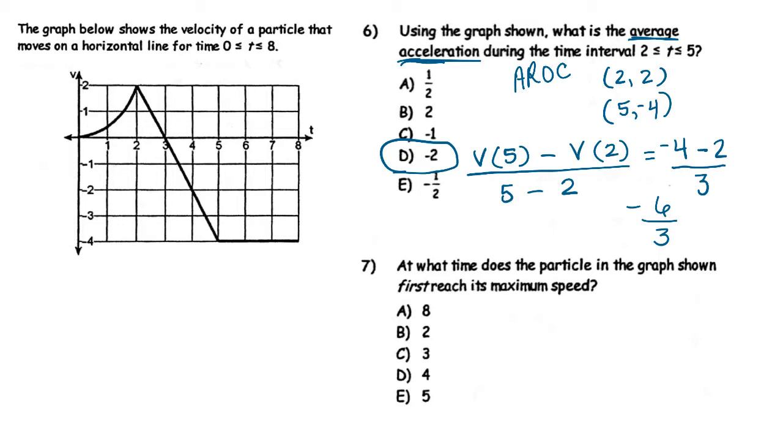All right, so number 7, when does the particle in the graph shown first reach its maximum speed? So here again we're looking over a closed interval. The first place that we reach our maximum speed, which is the absolute value of velocity, again that's going to occur here at 5 because we are imagining this graph flipped over. So the answer for number 7 should be E.